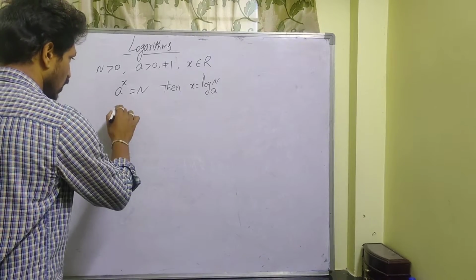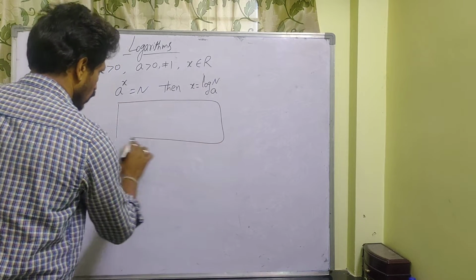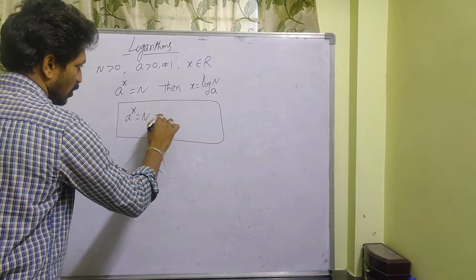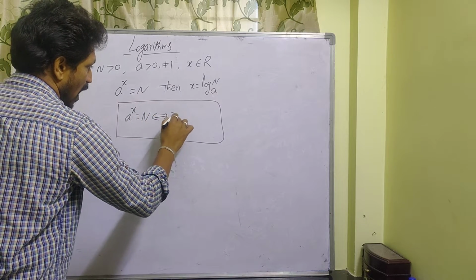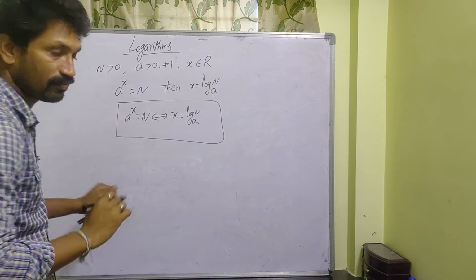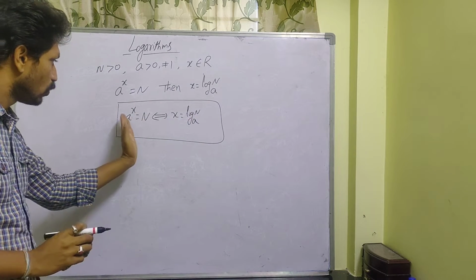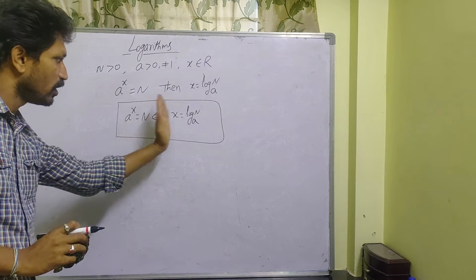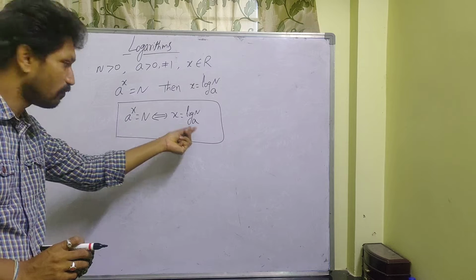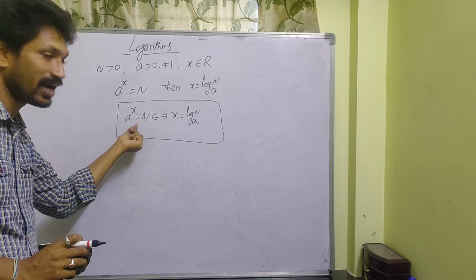So you can understand here, a power x is equal to n if and only if x is equal to log n to the base a. Very, very important. So whenever a power x is equal to n, if you convert into a logarithmic function, you just write this. If you have a logarithmic function and want to convert it into an exponential function, you should write like this.